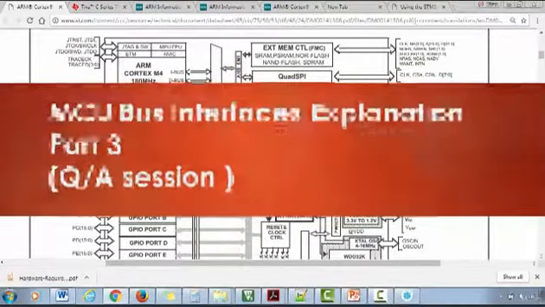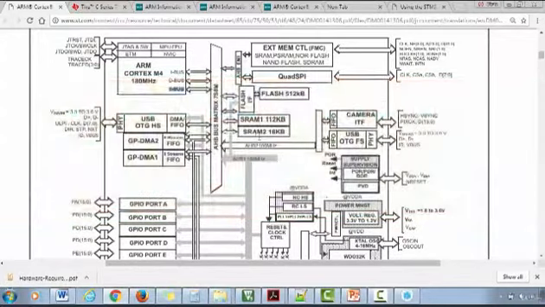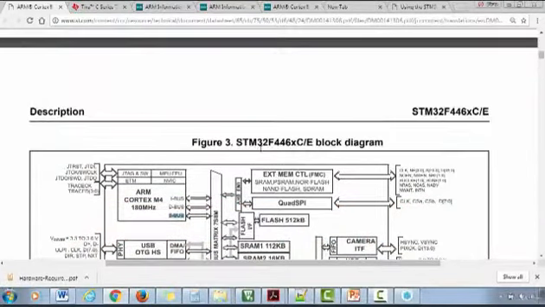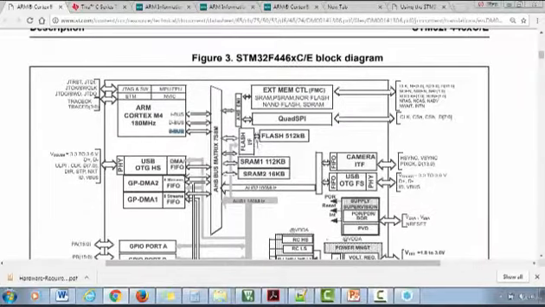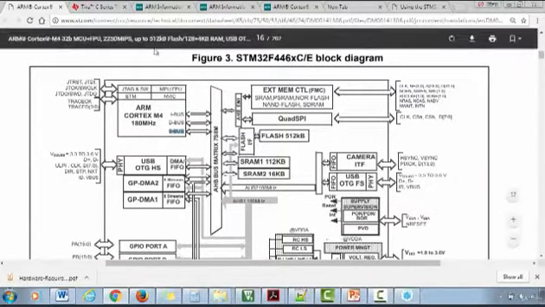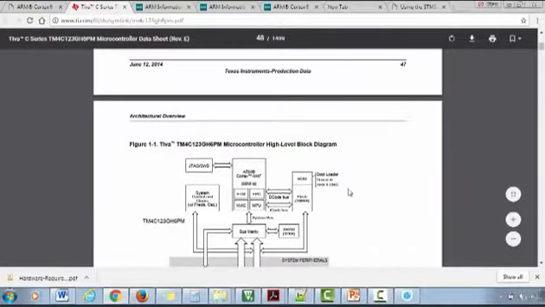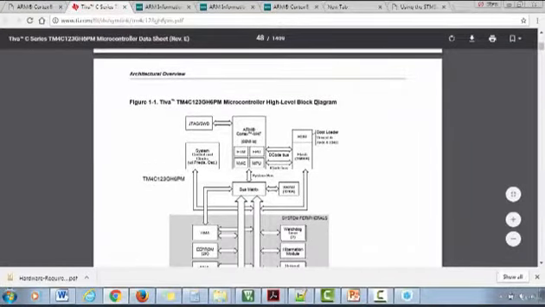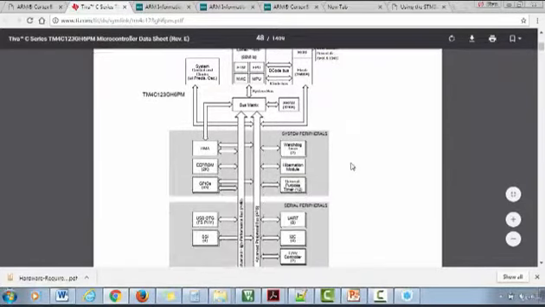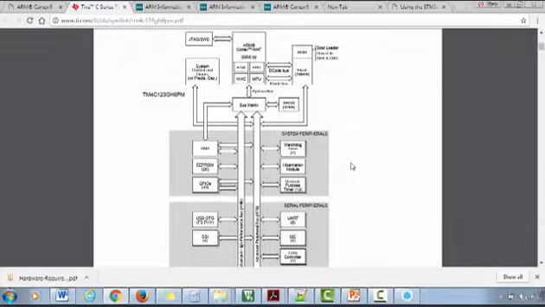So in the previous lecture, we explored the MCU block diagram in the case of the STM32F4 series of microcontroller, as well as the high-level block diagram of TI's TIVA series of microcontroller. And as I said, if you have any other microcontroller from different vendors, then you just go and check in your datasheet or reference manual to understand the block diagram.